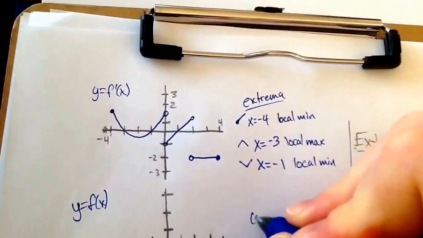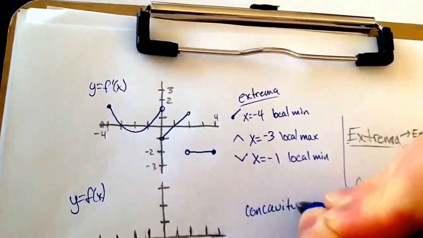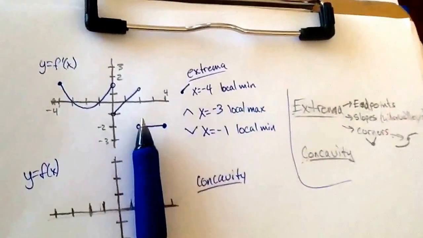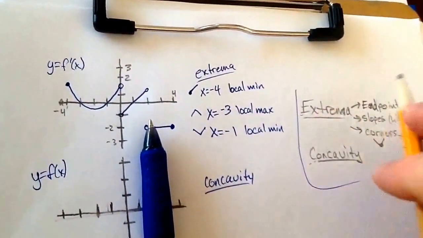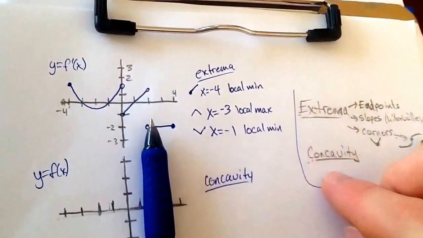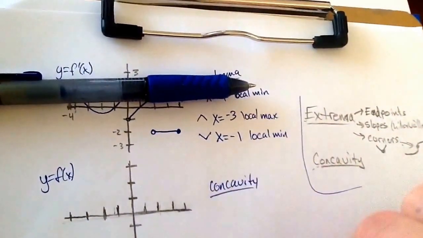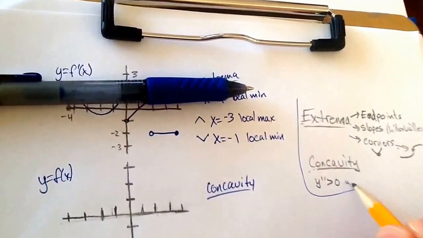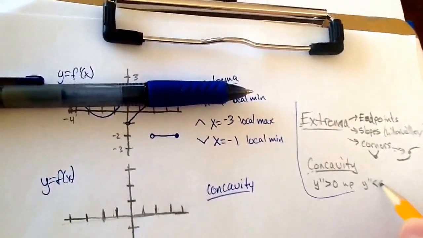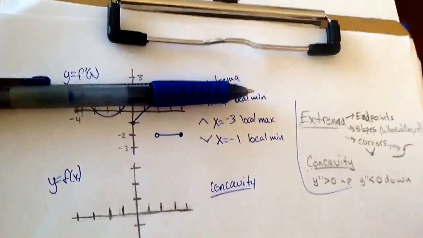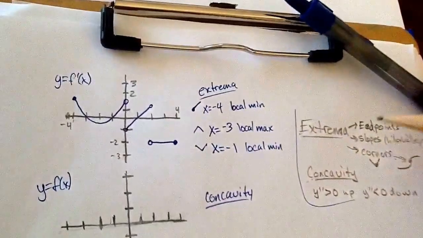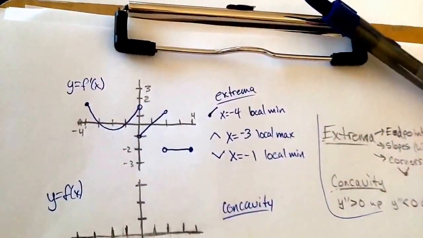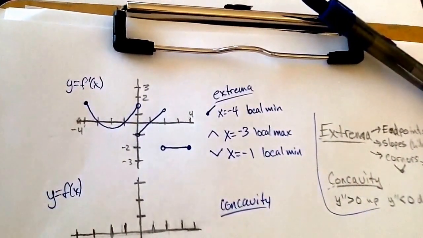And then concavity. Remember, concavity is all about how the slope is changing. So if you're looking at the original, it's the parabola effect. If you're looking at the second derivative, greater than 0 is up, less than 0 is down. Now, you might be like, well, we're not looking at the original or the second derivative. We're looking at the first derivative. Well, that's okay. We can figure it out.